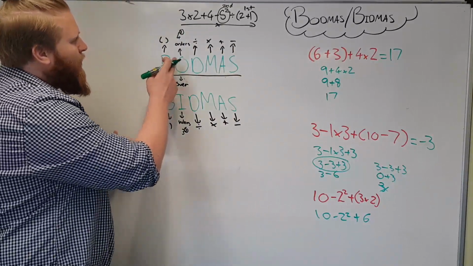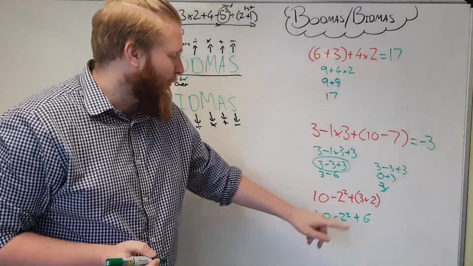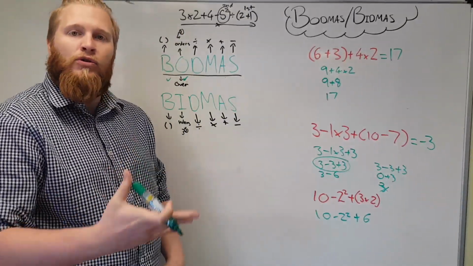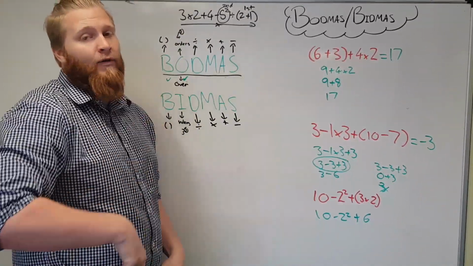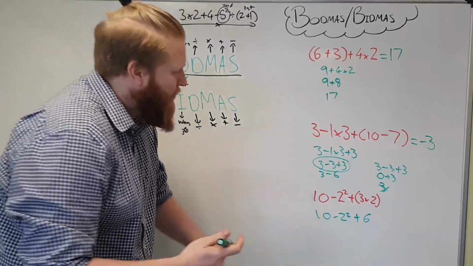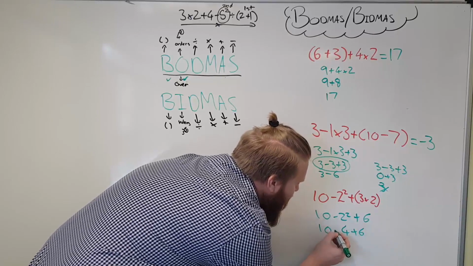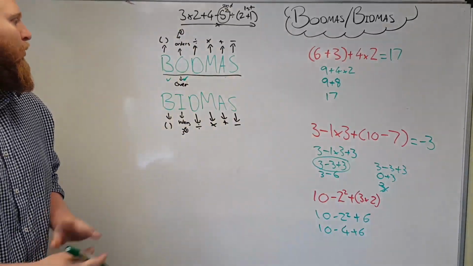Okay, next we've got orders, or over, as I like to say. And we do have one this time. We have a 2 squared. So 2 squared means 2 times 2. You can have a look at my video on squared and cube numbers if you're not sure about squared and cube numbers. But 2 times 2, which is 4. So now I've got 10, take away 4, plus 6.